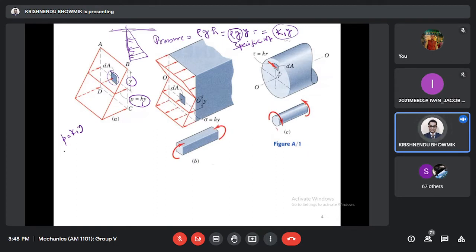Now if somebody wants to calculate force on an elemental area, say dA, the force will be K1 y, the pressure, multiplied by dA. This is basically the elemental force on that small strip of area dA. What is the elemental moment of that element? That moment will be K1 y multiplied by dA multiplied by y.